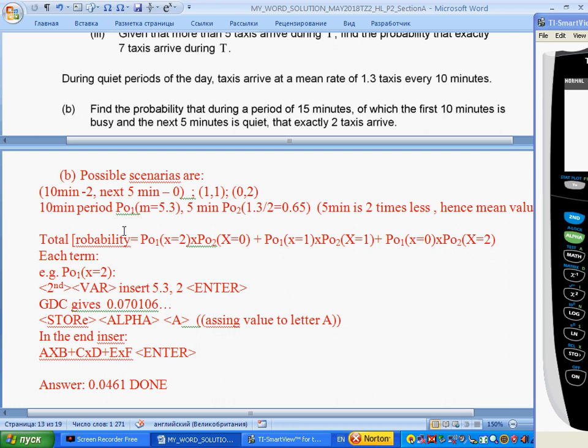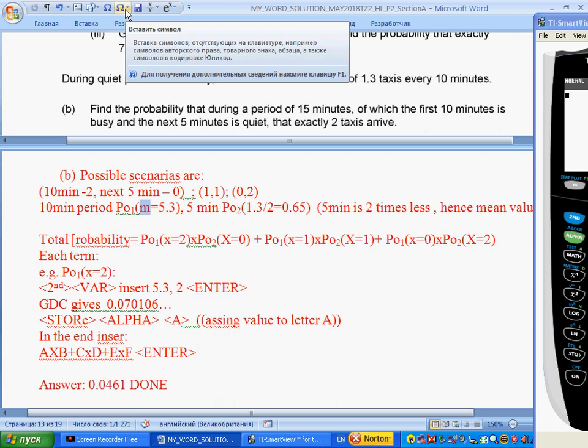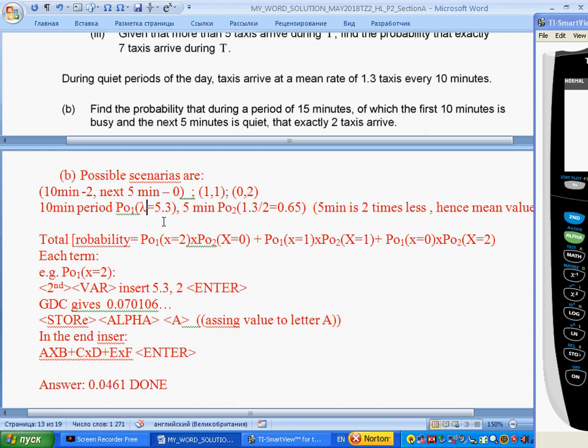So to find probabilities, we use graphic calculator as before. So for first period, exactly 2 with lambda. Again, here should be lambda. Let's change to lambda. So lambda is 5.3 and x is 2. So you find these values. Then 5 minutes period. Lambda of 5 minutes period you should calculate, because it is given for 10 minutes period. Because it is 5 minutes period, the lambda will be 0.65. So you calculate this value and then you find total probability.